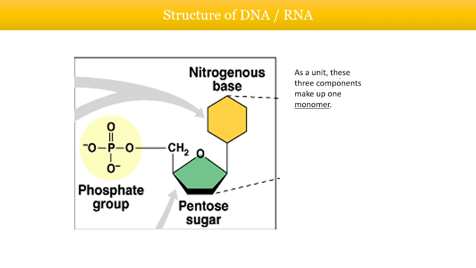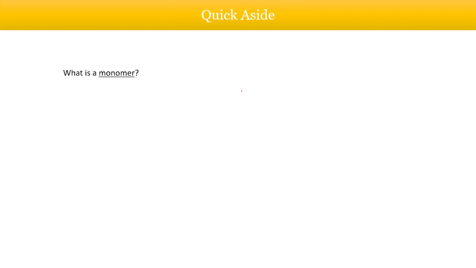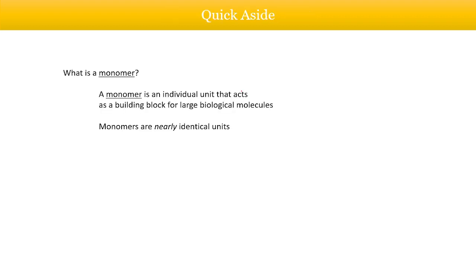As a unit, these three components, your nitrogenous base, the pentose sugar, and the phosphate group, form a monomer unit, and we call them the nucleotides. So what is a monomer? A monomer is an individual unit that acts as a building block for large biological molecules.